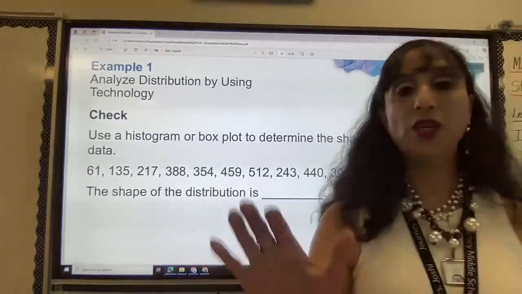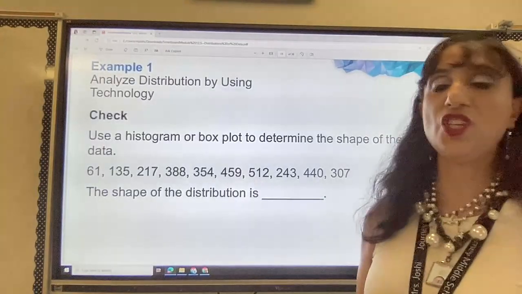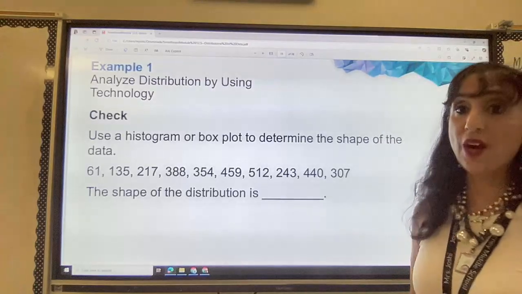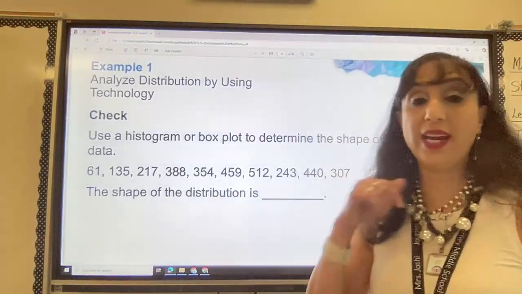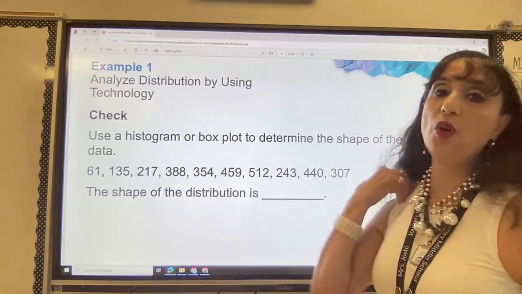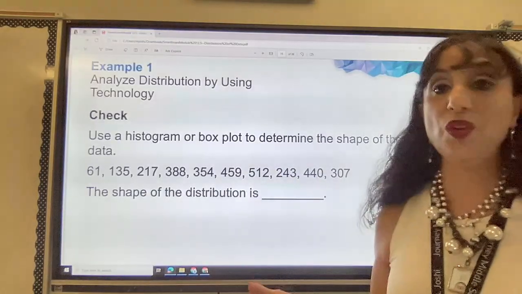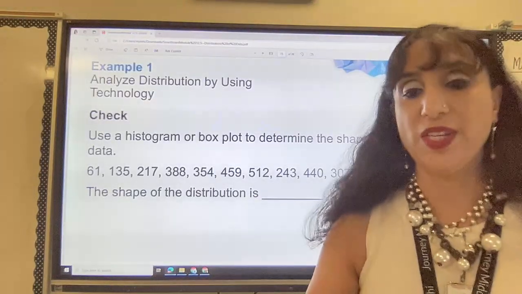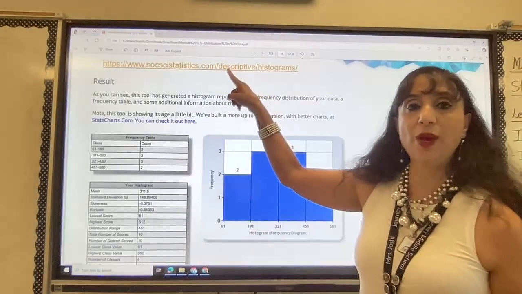Okay? So here's another question. Use a histogram or box plot to determine the shape of the data. So I chose to make a histogram with that website that I had just shown you, where I can create a histogram. So look at all the values over here, and I'm going to show you the shape of the distribution based on the values that I input. And here it is. So once again, this is the website that I used.